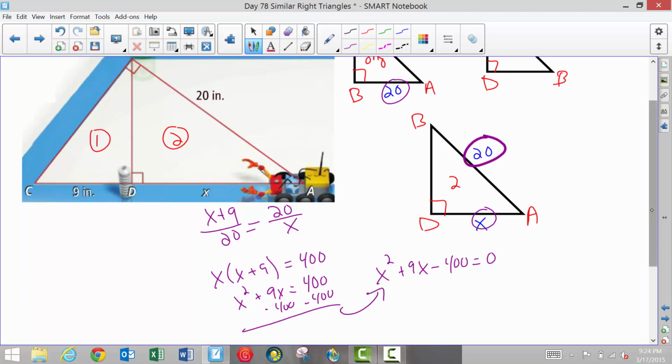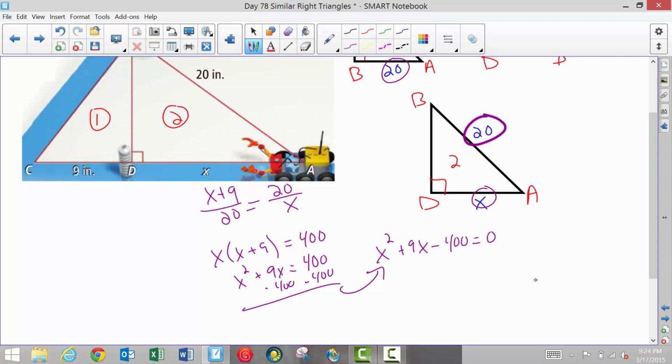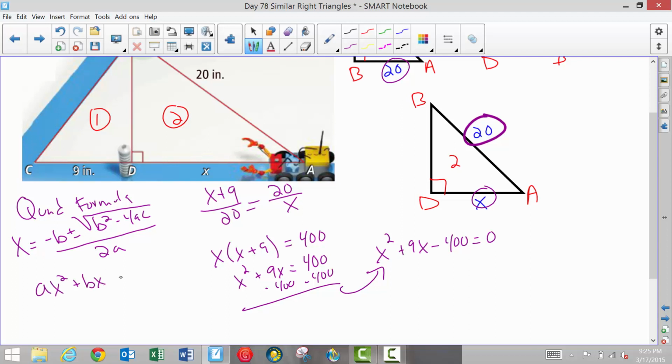Now I'm going to use the quadratic formula. You can also factor this by finding two numbers that multiply up to negative 400 and add up to 9. But I'll do the quadratic formula. So remember that the quadratic formula is x equals negative b plus or minus the square root of b squared minus 4ac all over 2a when given ax squared plus bx plus c equal to 0. So in this case, a is 1, b is 9, c is negative 400.